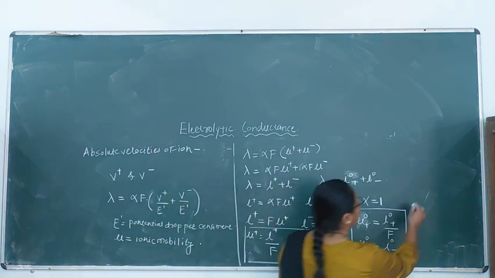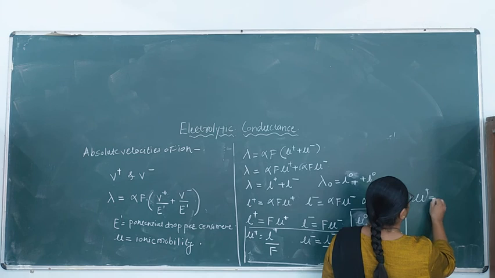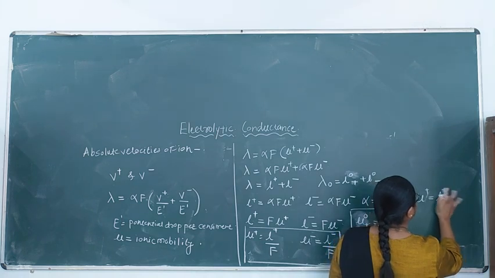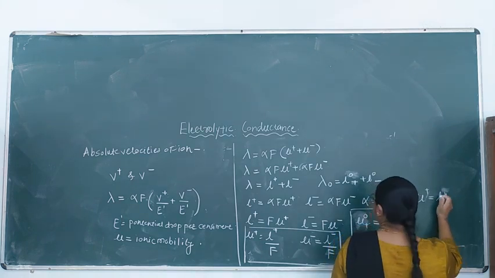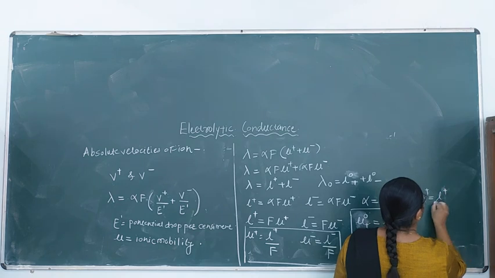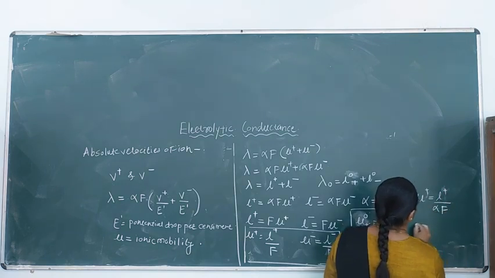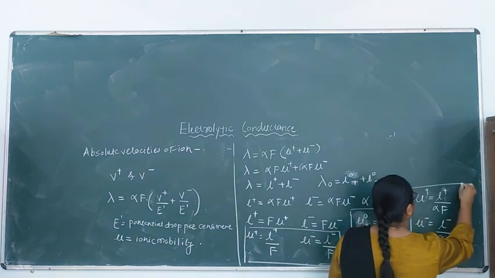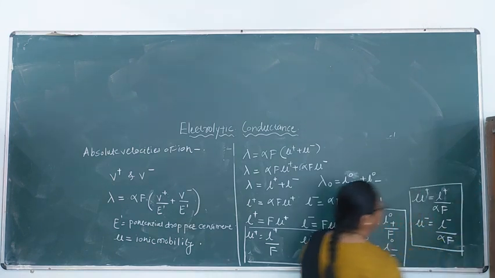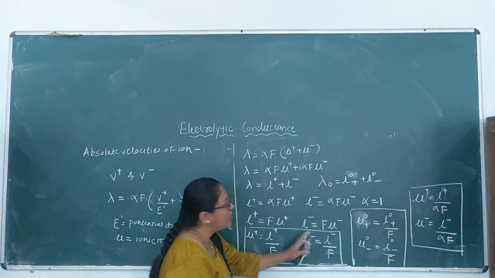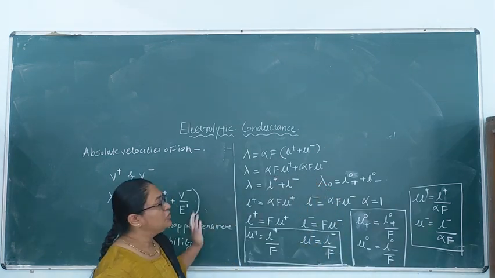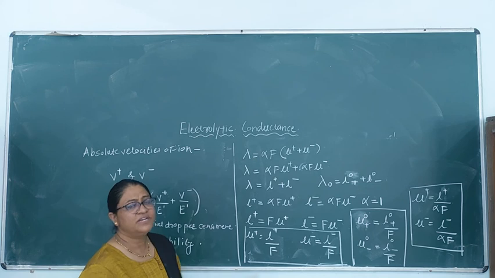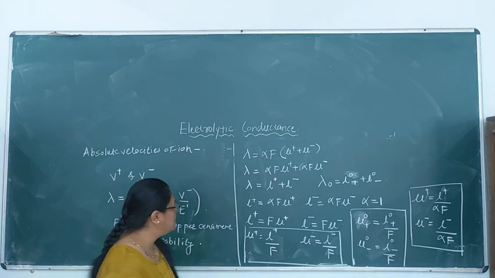In that case, mu plus will be equal to L plus divided by alpha F, and mu minus is equal to L minus divided by alpha F. This will be for any electrolyte. We have considered this for a strong electrolyte. Actually there is a derivation, but we are not going into the derivation part.